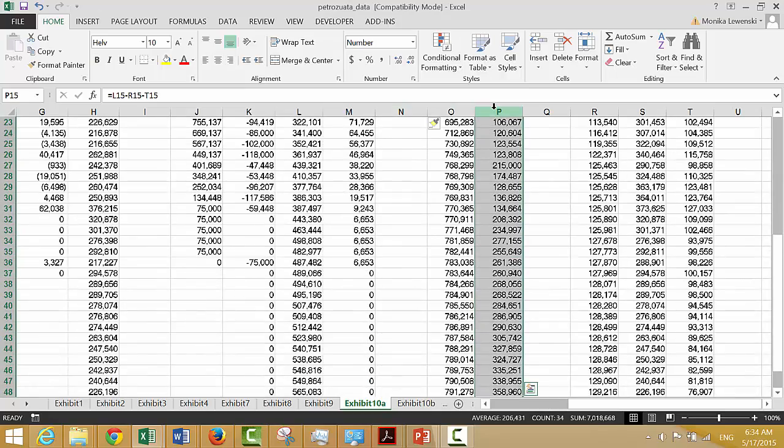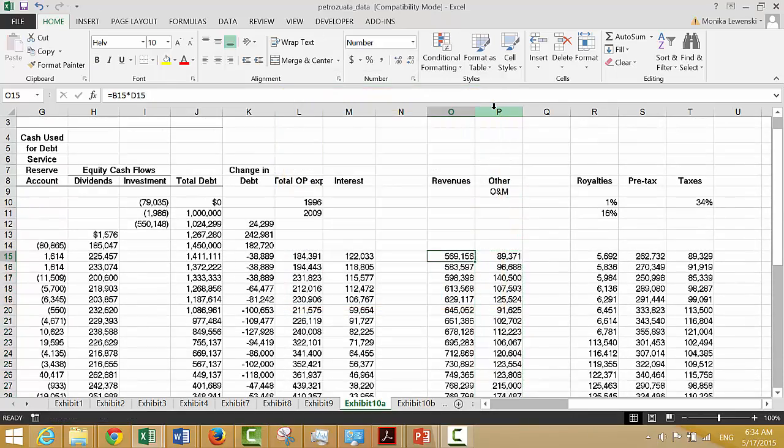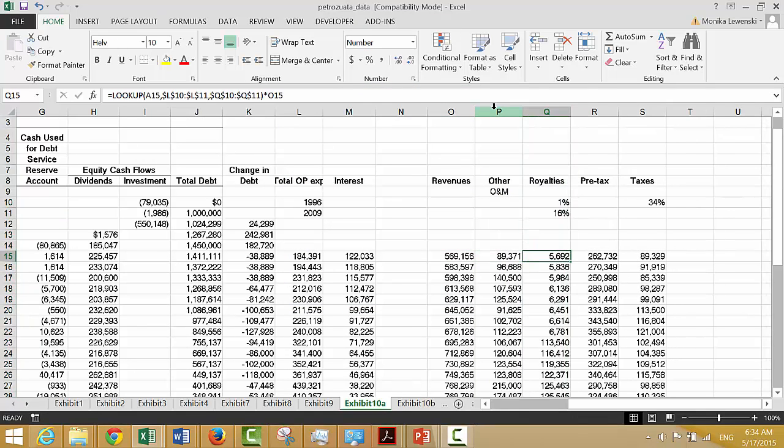Let's Control C, Edit, Paste Special, values. Okay, so we've got our other O&M expenses, and then our royalties, a function of revenues, pre-tax expense. Okay, we'll leave it there. We can leave that. Okay, taxes, pre-tax.